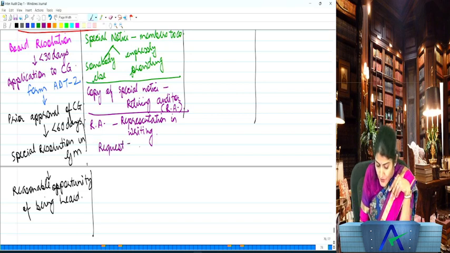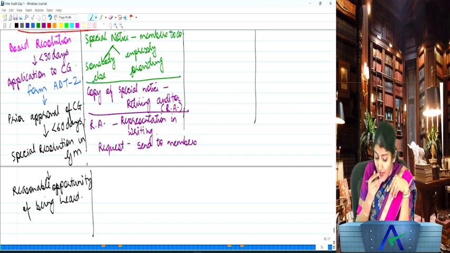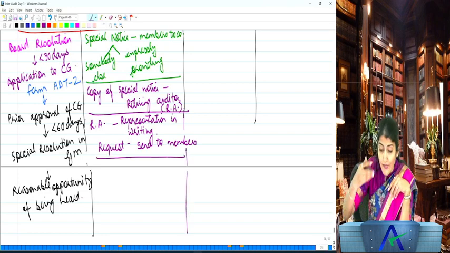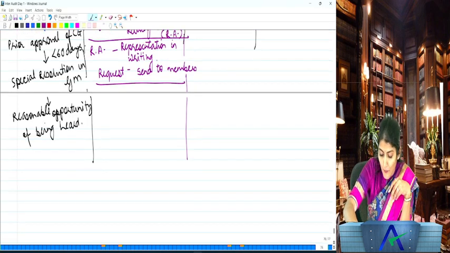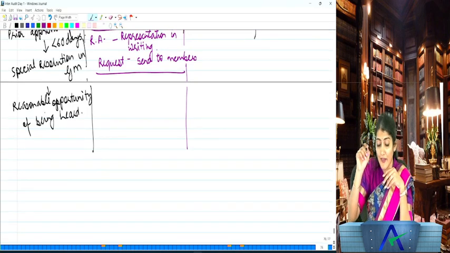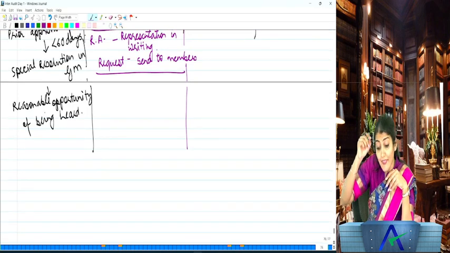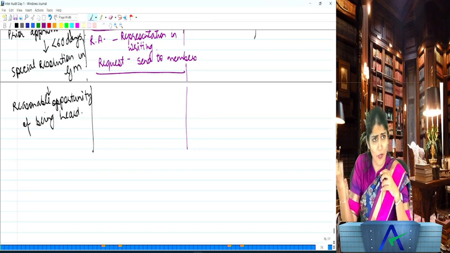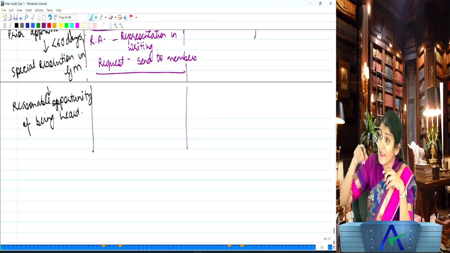And he can make a representation in writing, and he can request the company to send this representation to the members, saying that I am willing to continue as an auditor of the company, if the shareholders consider reappointing me as the auditor. Or, if he does not want, he may not make a representation. He has the right.